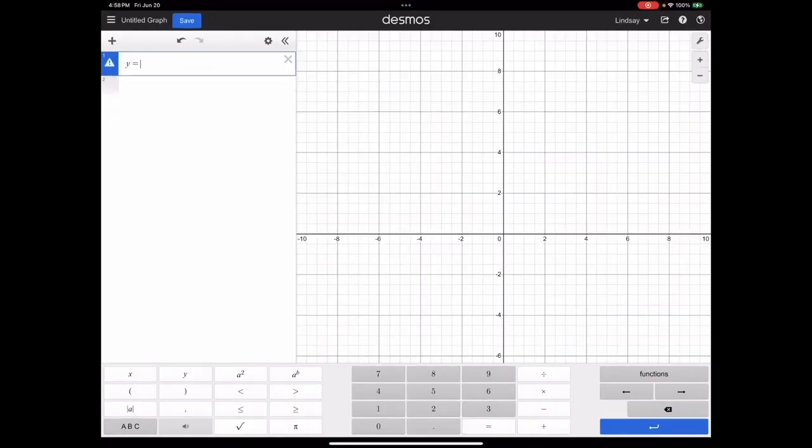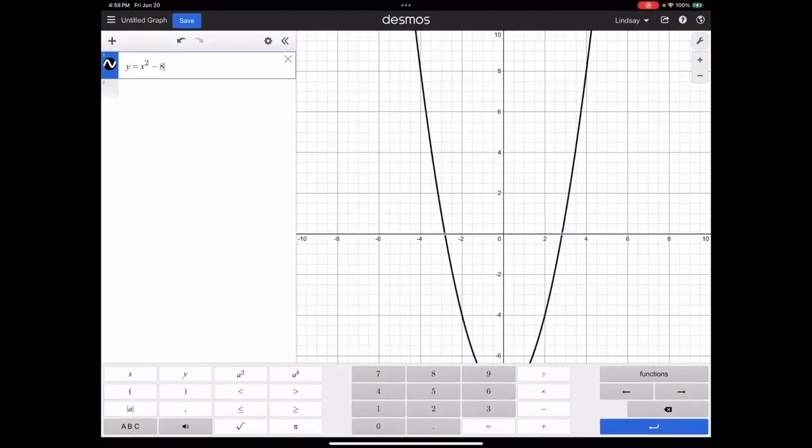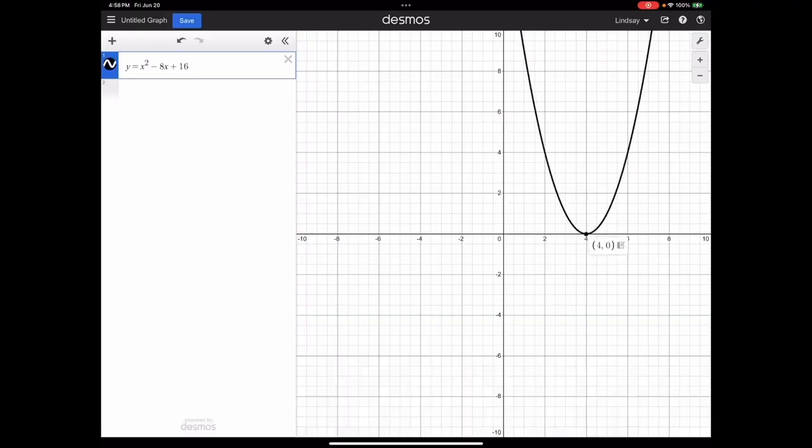I have y equals x squared minus 8x plus 16, I can see that I have an x-intercept, and that x-intercept is only hitting the graph one time. And that's because if we actually were to factor this, two numbers that multiply to give me 16 but add to give me negative 8 would be negative 4 and negative 4. So it's actually a perfect square trinomial.